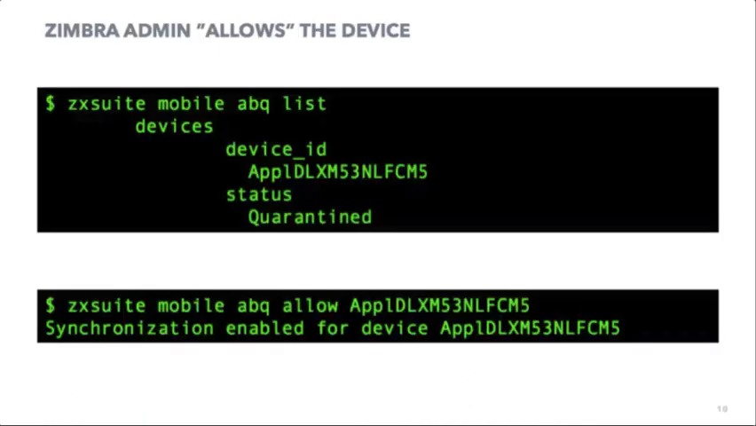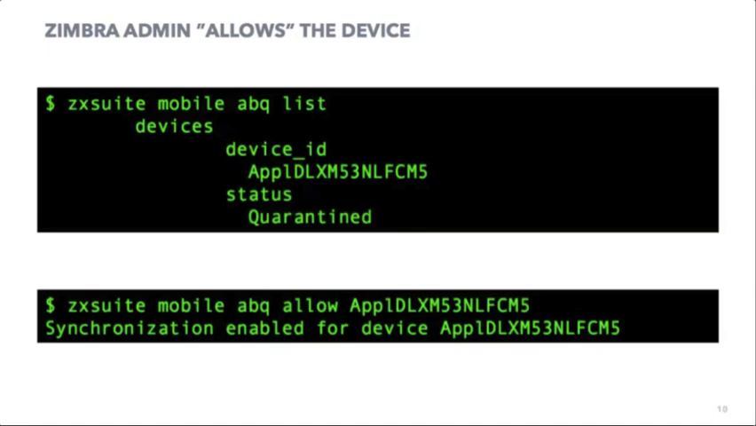So as the admin, I can now go into the CLI. I can list out devices, so I can now see this new device that's connected to the service, which is my iPad in this instance. It's currently in a status of quarantine. So as an admin, all I need to do now is set that status to allow. So I'm using the CLI here to put it into an allowed status.